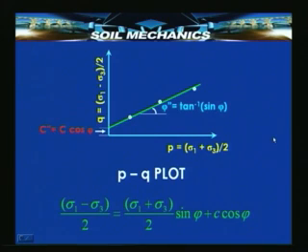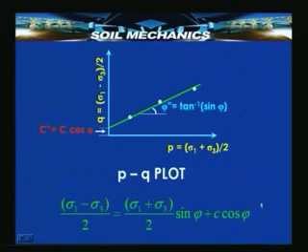Now, it is easy to show that from the Mohr circle a relationship like this can be derived. At failure, it is possible to show that this relationship holds. In fact, we have seen that this relationship holds in one of my earlier lectures.